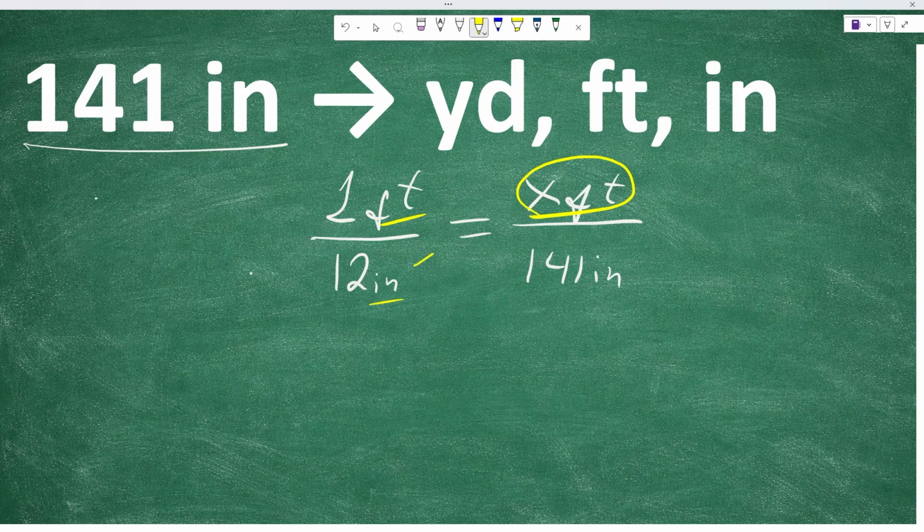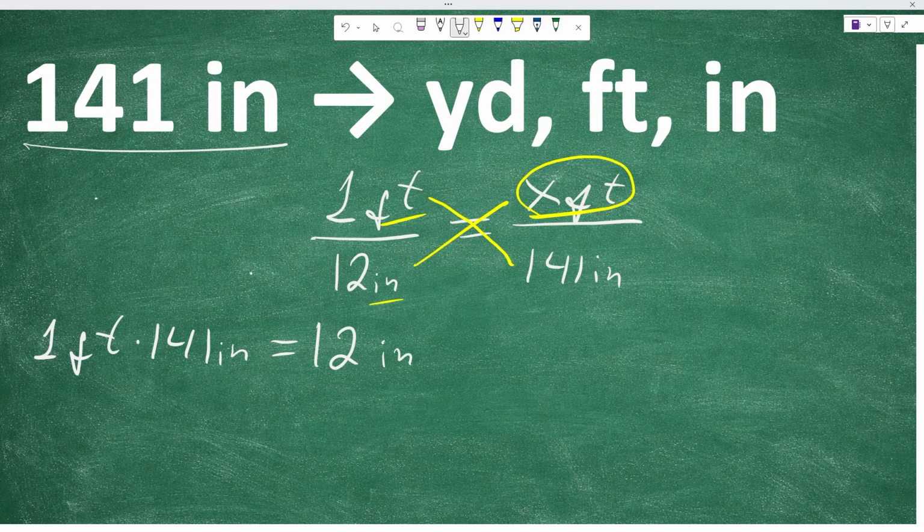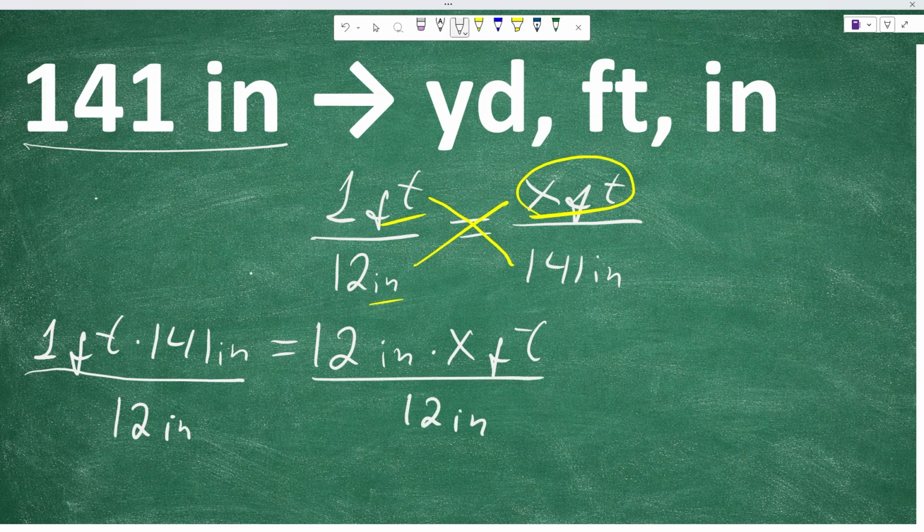Now, we cross-multiply 12 and x feet, and 1 foot and 141 inches. 1 foot times 141 inches equals 12 inches times x feet. Now, this is our equation, and we need to solve it for x. In order to do that, we divide both sides of this equation by 12. So, 12 inches, and this part we also divide by 12 inches.